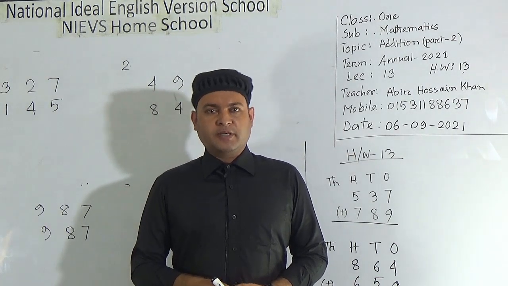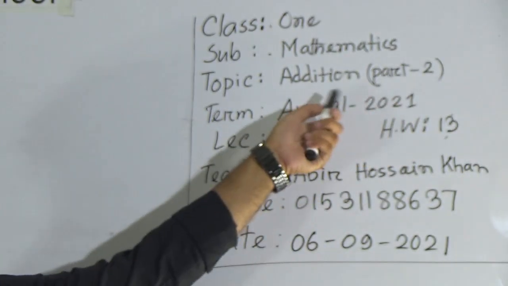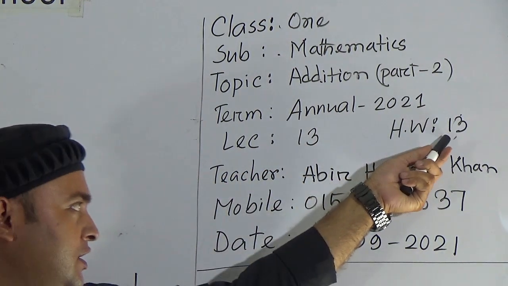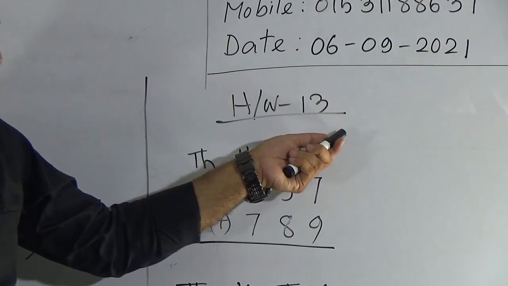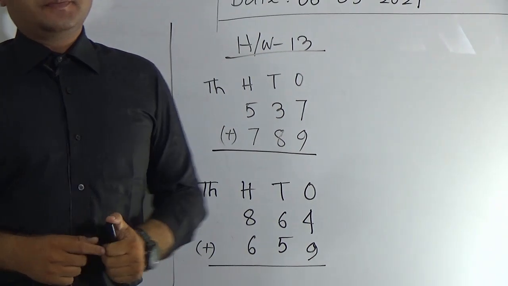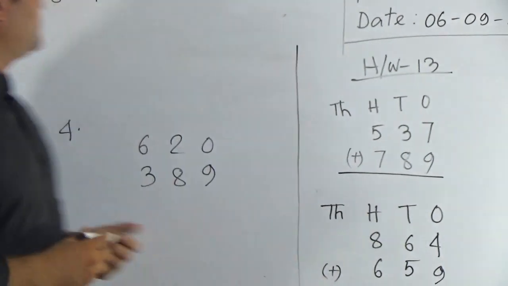Today I am going to take Mathematics class 4, class 1. And our today's topic is the addition, part 2. Very last one we have already learned part 1. And our today's lecture 13 and HW is 13. Here is HW 13. You have to submit HW 13 on your campus at next Saturday. Now let's start our class.